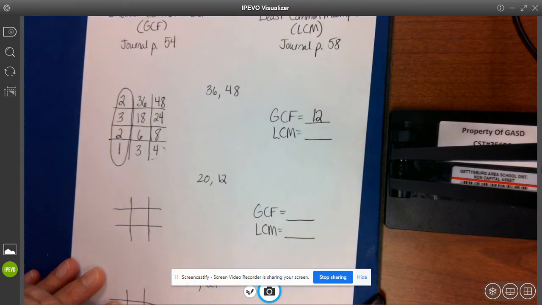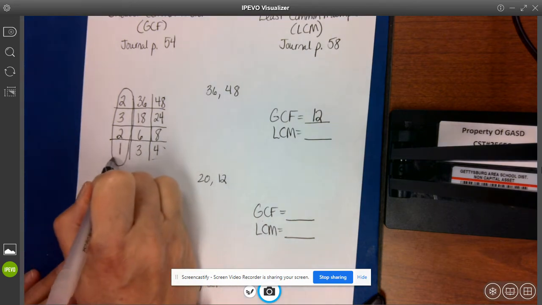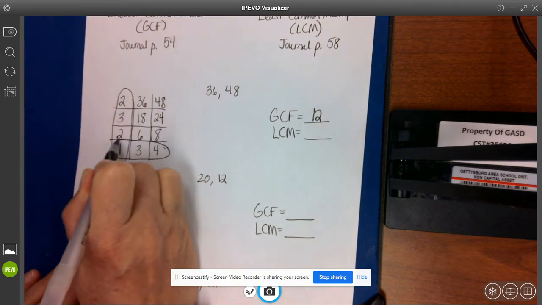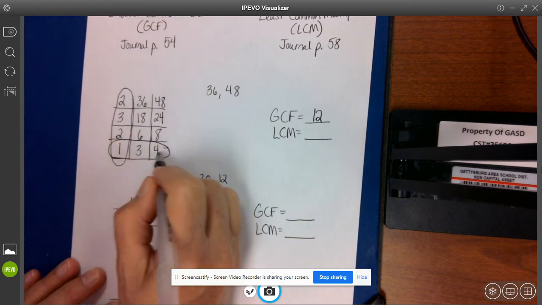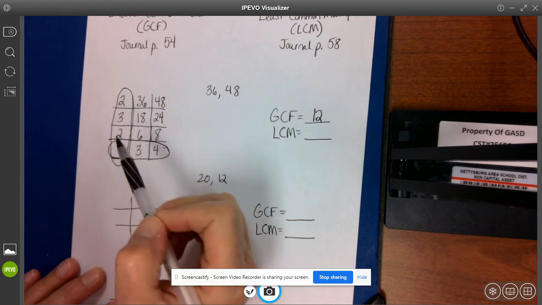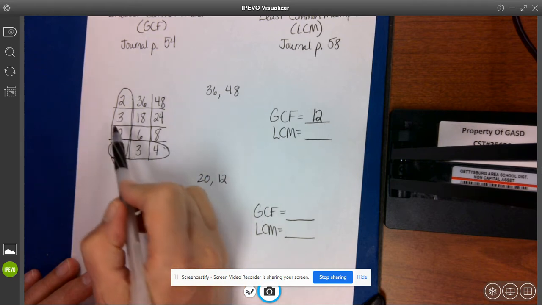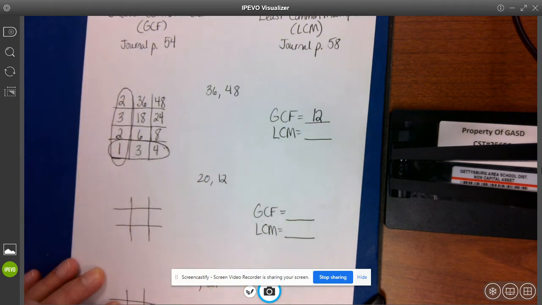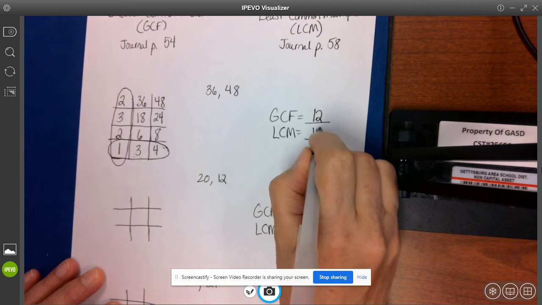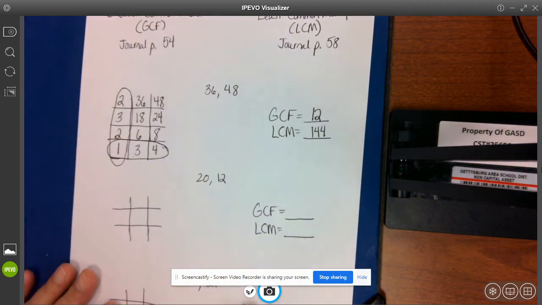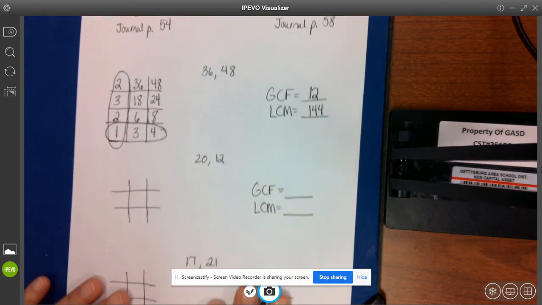To find my least common multiple, I already did all the work, but what I need to do is include the bottom rows, the relatively prime numbers, and multiply them along with the 2 and 3 and the 2. So I would take 4 times 3 times 2 times 3 times 2. Multiply them all together, and I have 12 times 12, and this will be 144. So that one's solved. So I'll go ahead and go through the next ones.